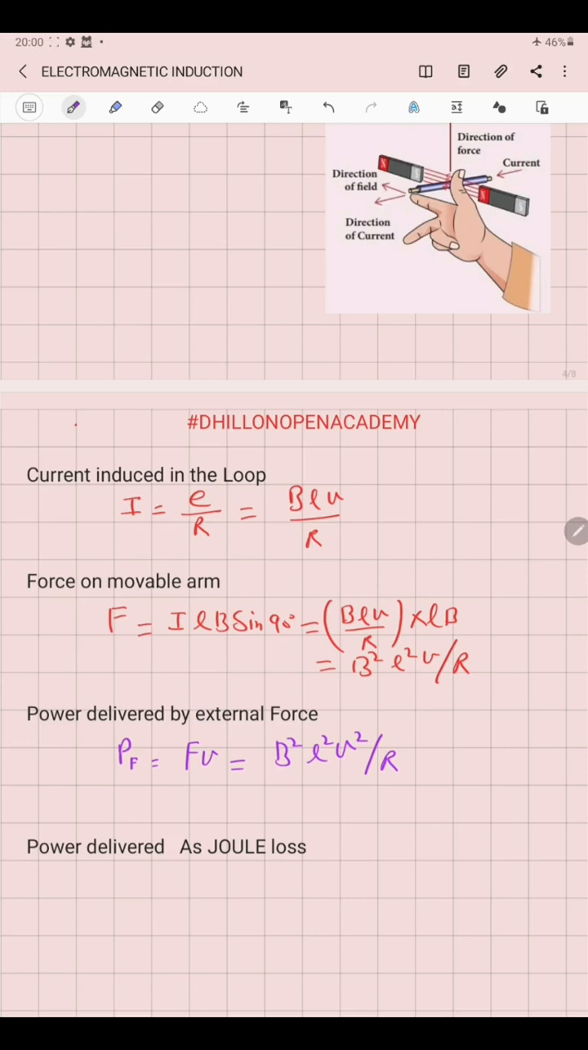Last, power dissipated as a Joule loss. If there is some resistance present in the closed circuit, some amount of the energy generated will be lost in the form of heat energy, which we can calculate. We write PJ for the energy lost, which is Joule loss in the form of heat. It will be equal to I square R, which is B square L square V square over R square into R, which finally gives us B square L square V square divided by R. So this is the final expression for the energy loss.